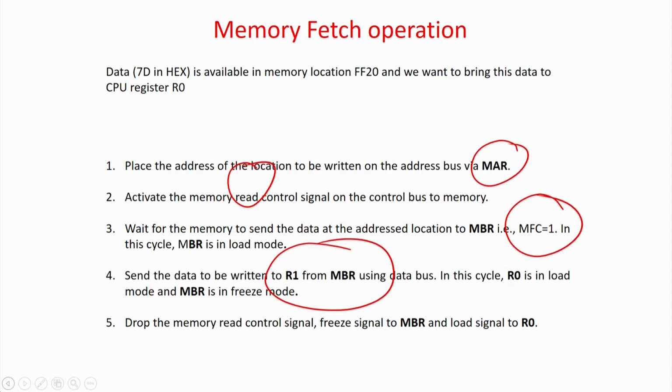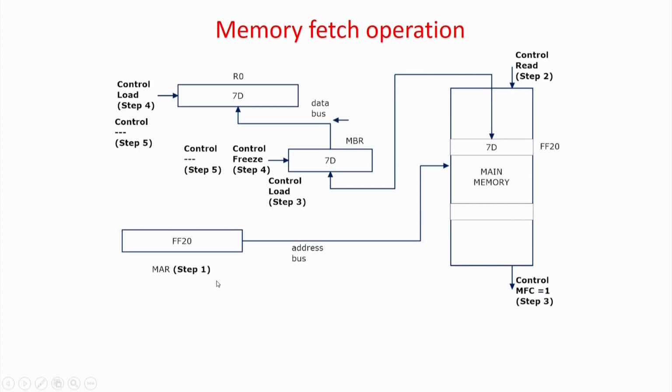So, what was the example? The example they are saying is that data 7 hex, which is available in memory location FF20, we want to bring it to CPU register R0. Typically this is the flow, whether you want to take it to the accumulator or any register, this flow will be more or less similar. If it is the accumulator, the memory buffer will write to the accumulator; if it is R0, the memory buffer will write to R0.